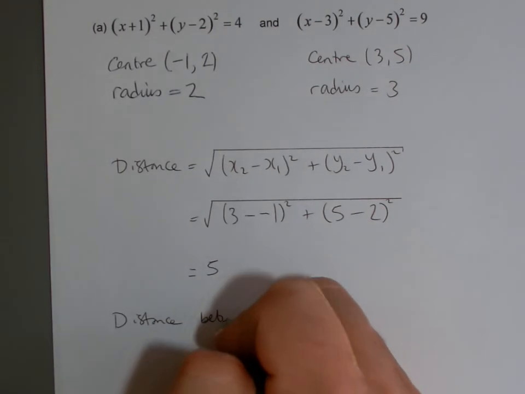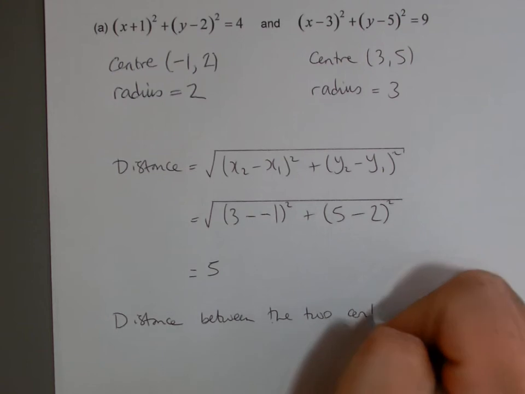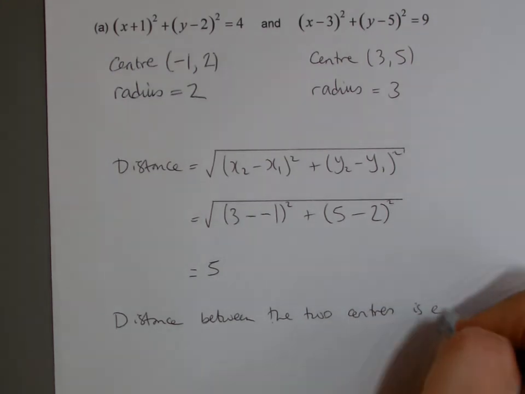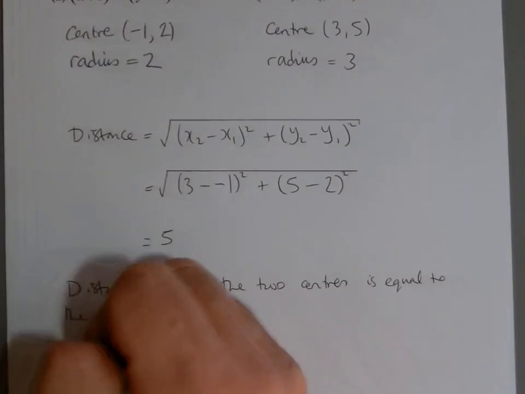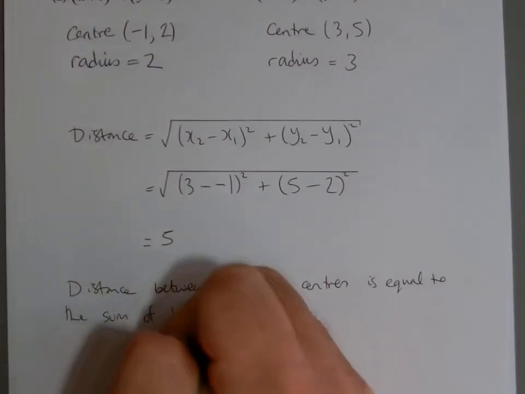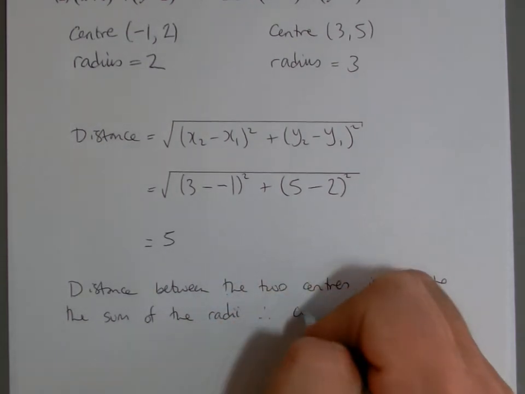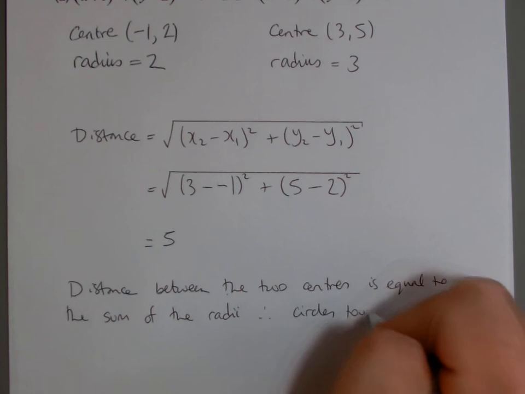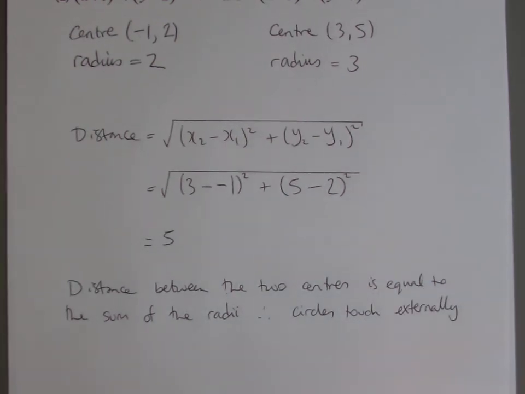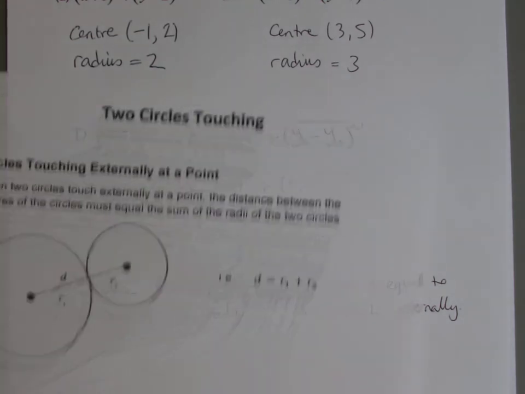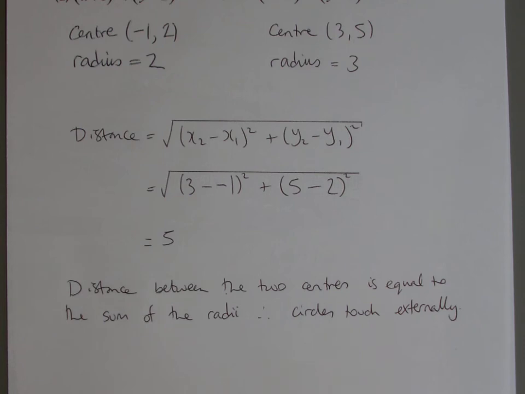So we have that situation there where the distance between the two centers is equal to the sum of the radii. Therefore the circles touch externally. So we have this situation here essentially, where the two radii added up to the distance between them.